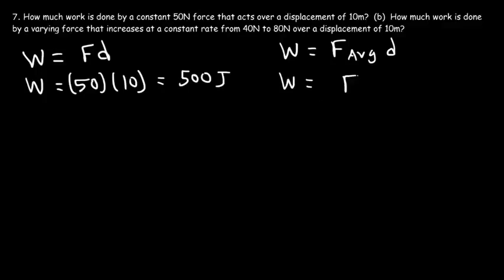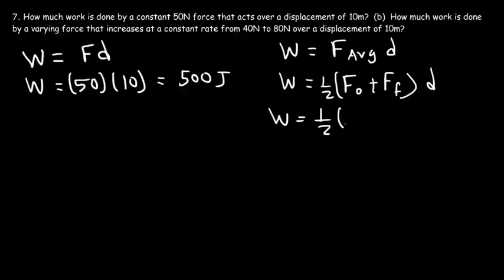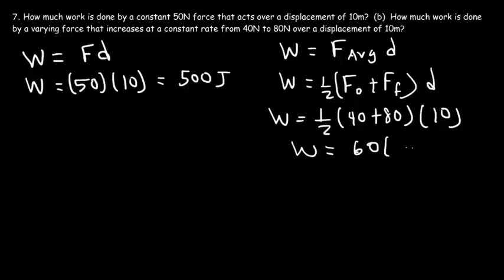The average force is basically the initial force plus the final force divided by 2, multiplied by the displacement. So it's going to be 1/2 times the sum of the initial and the final force times the displacement of 10. 40 plus 80 is 120, and half of 120 is 60. So the average force is 60, which is between 40 and 80. So it's 60 times 10, which means it's 600 joules.